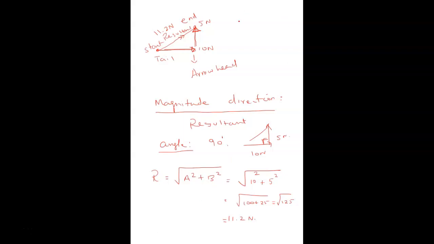Okay, how will you find the direction? Direction is an angle, this angle. So theta is equal to tan inverse of y over x. What is the y value here? 5 Newton, right here 5. What is the x value here? 10 Newton, right here 10.